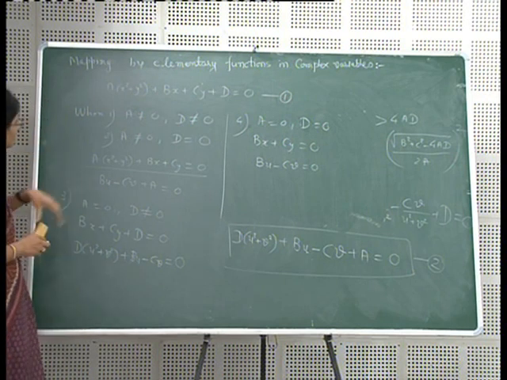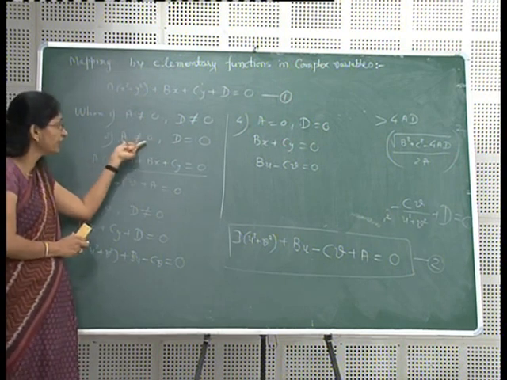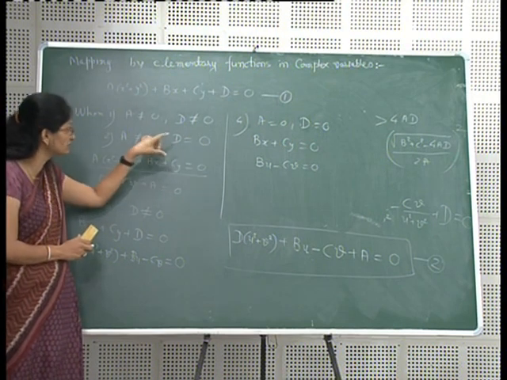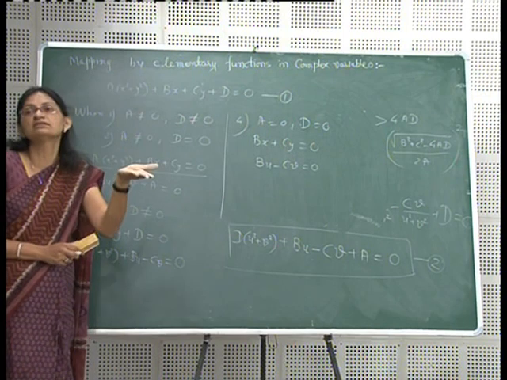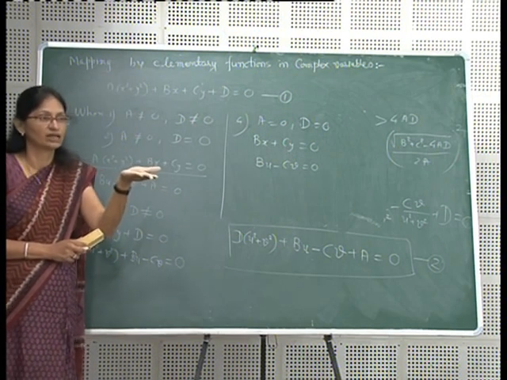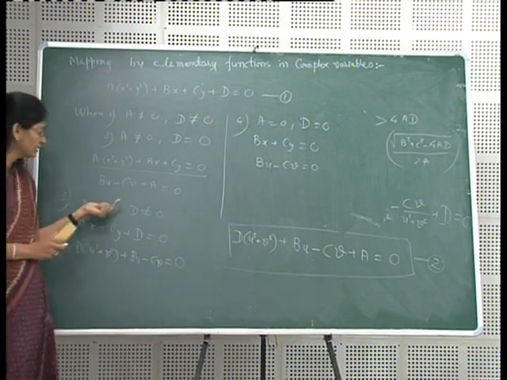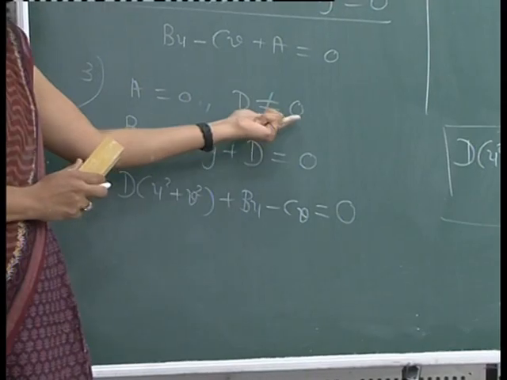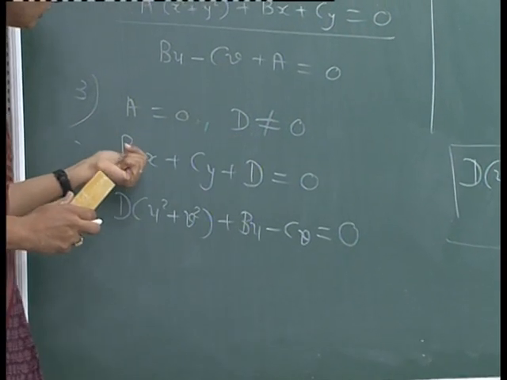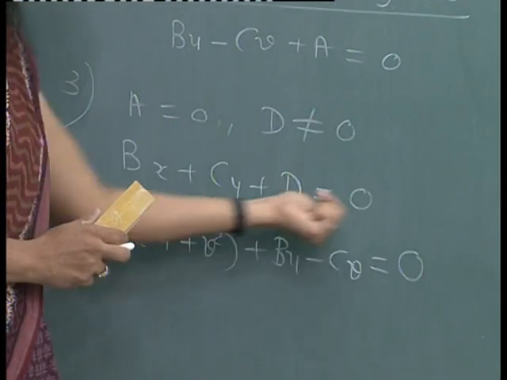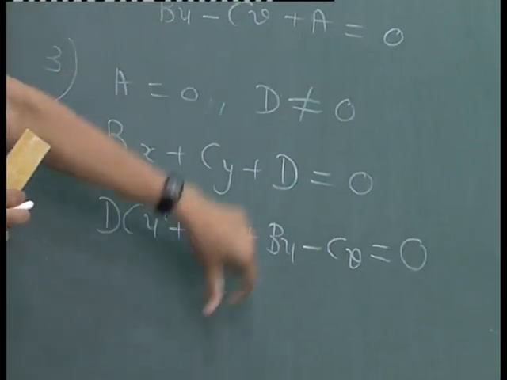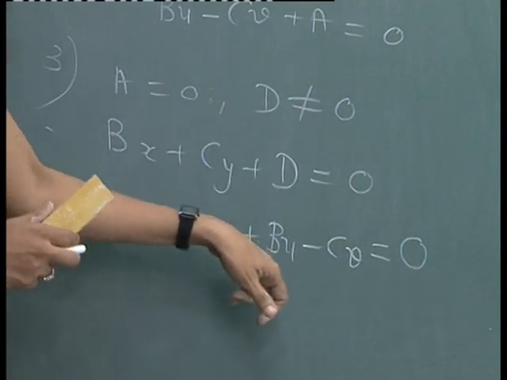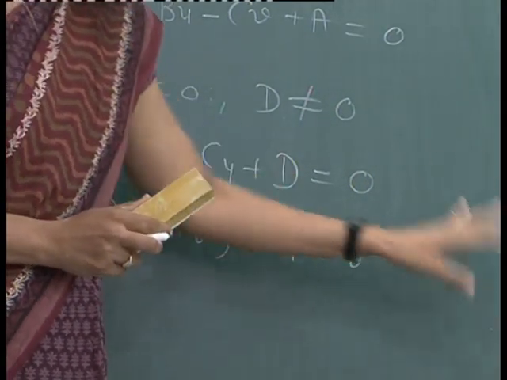Now the second case that we discussed: a is non-zero, d is equal to 0, which means if the circle passes through the origin, then its image is a line. And in the third case, if a is equal to 0 and d is non-zero, then we have a line which does not pass through 0, 0. Then the image of this line is a circle and it passes through 0, 0.